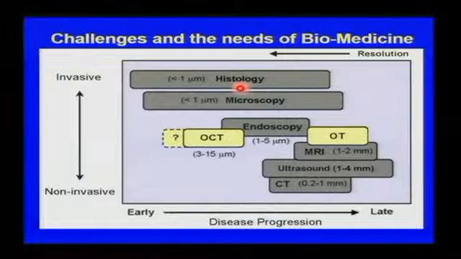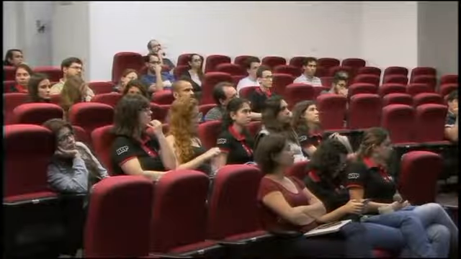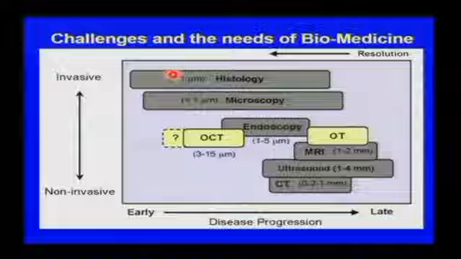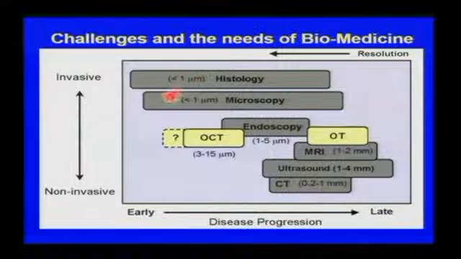We have other techniques like histology and microscopy, which are invasive techniques, meaning that we should prepare slides and slice the biological tissues. They provide us with high resolution, about 1 micron, which is about the size of a cell. And these techniques are able to give us information at a very early stage. They are reasonably cheap, but again, they are invasive.